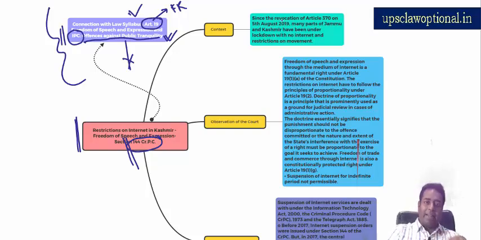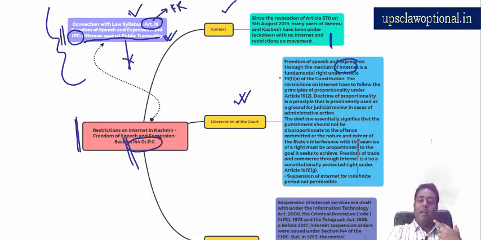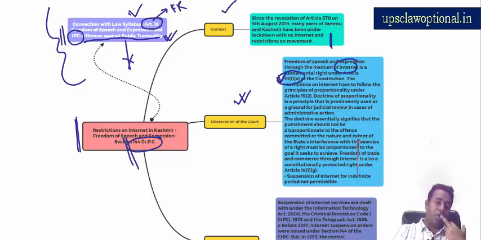Now the context is that since the revocation of Article 370 on 5th August 2019, Jammu and Kashmir, or a substantial part of Jammu and Kashmir, has been placed under lockdown with no internet and restrictions of movement. Now what did the Supreme Court observe? The Supreme Court said that freedom of speech and expression through the medium of internet is a fundamental right under Article 19(1)(a) of the Constitution. Now while studying 19(1)(a), we have seen newspapers, we have seen other media.